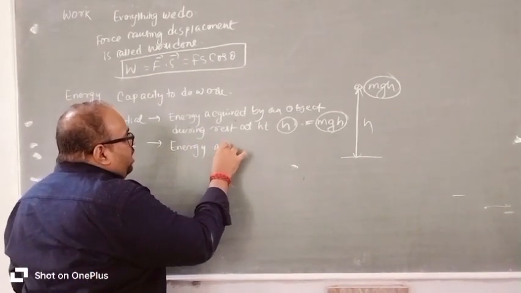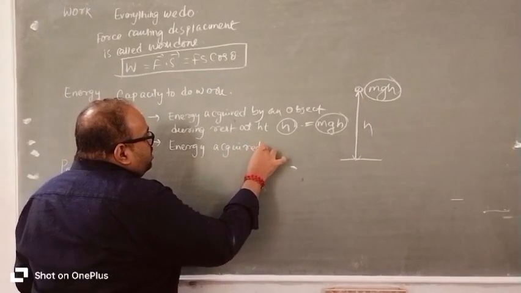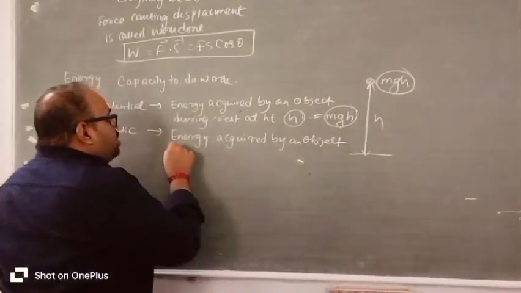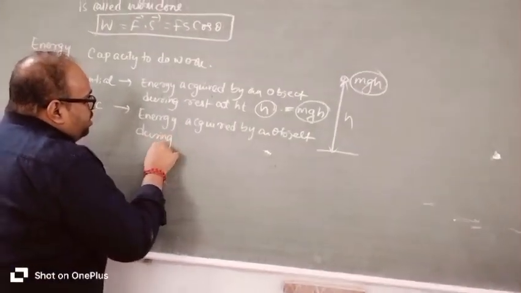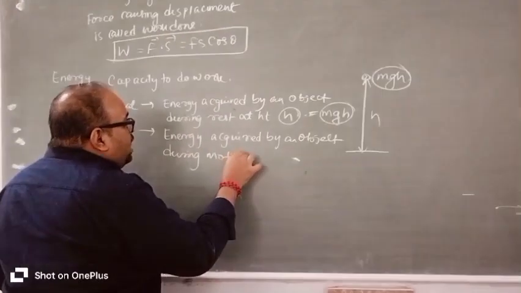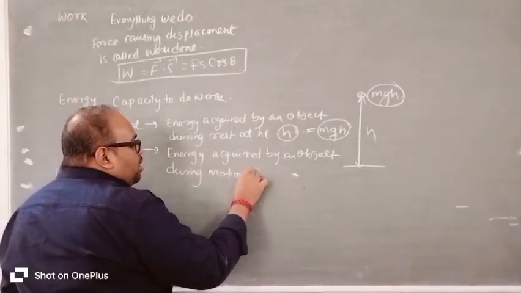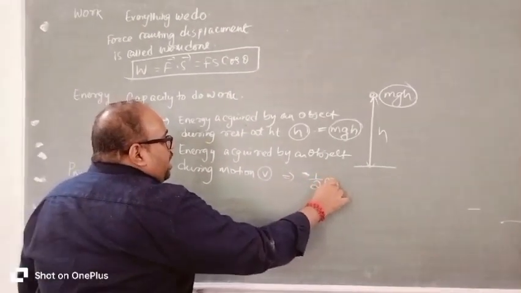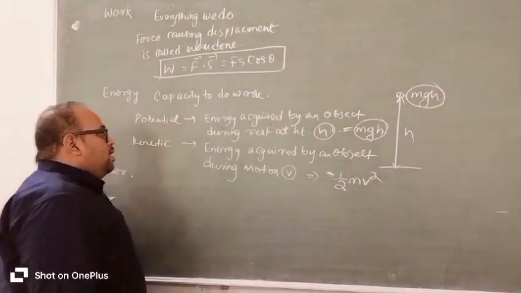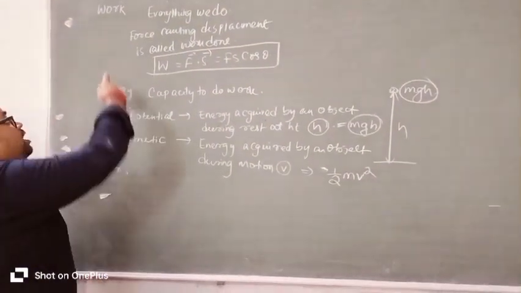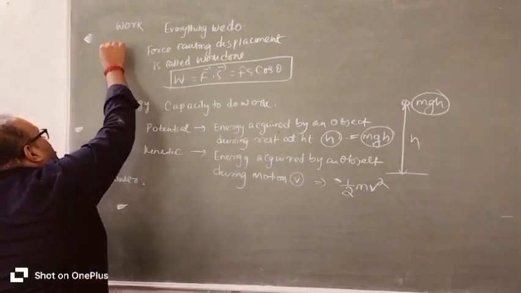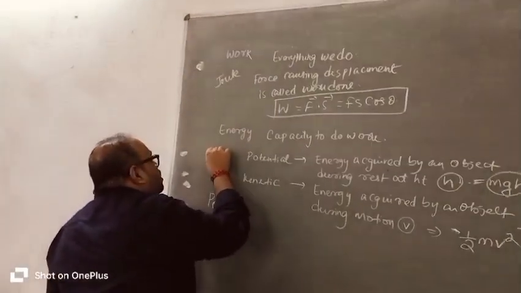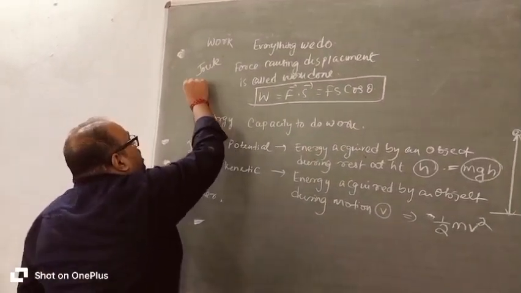Then what is kinetic energy? This is the energy acquired by an object during motion. So with velocity v, kinetic energy is nothing but half m v square. Work and energy both have the same unit, joules.